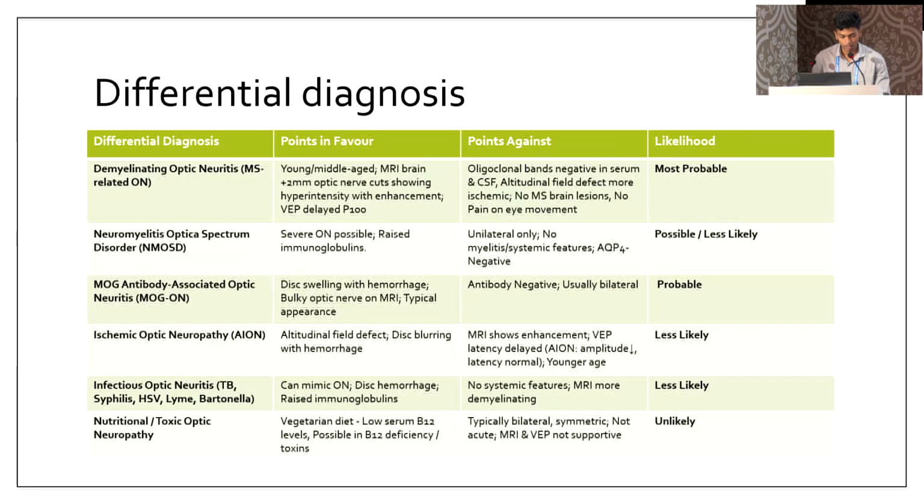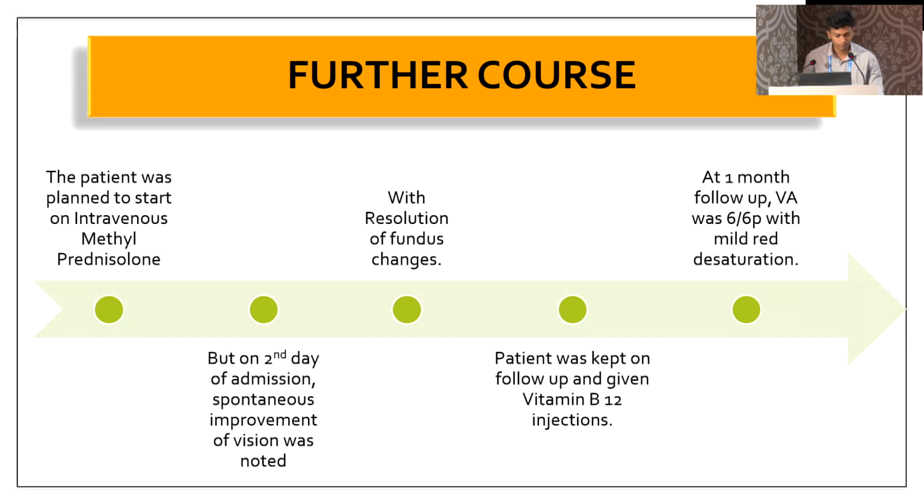Then nutritional and toxic optic neuropathy: he was a vegetarian by diet, so low serum B12 was seen, which was possible. It could be a B12 deficiency, but typically vitamin B12 deficiency shows bilateral symmetric involvement, so it is an unlikely diagnosis. On further course, this patient was planned to start intravenous methylprednisolone. But on the second day of admission, spontaneous improved vision was noted, with resolution of fundus changes. The patient was kept on follow-up and given vitamin B12 injections.